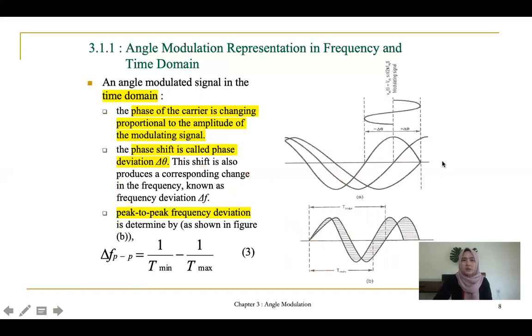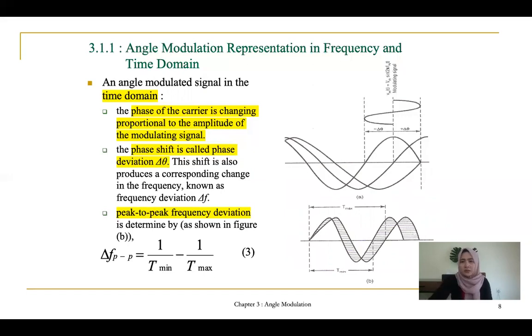This one is the angle modulation in time domain. You can see that this is in terms of time, t. When the time varies, the phase of the carrier is changing proportional to the amplitude of the modulating signal. The phase shift is called phase deviation, or delta theta.